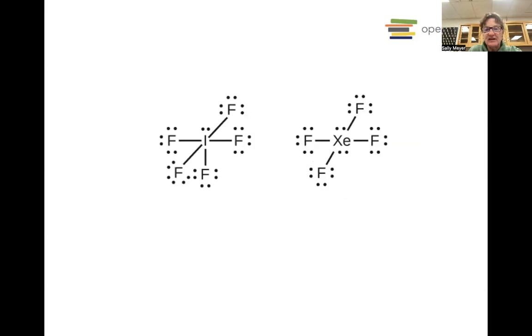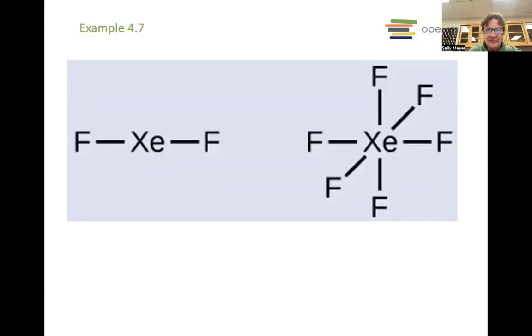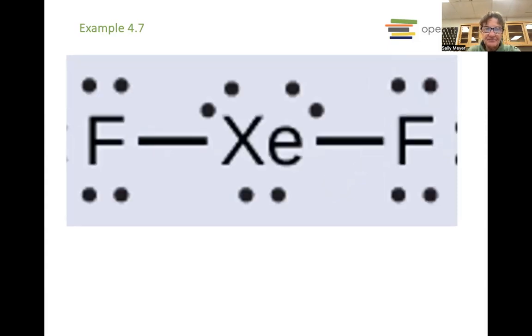More examples of that same thing. And how did we draw those? We drew them in the same way. Xenon would contribute 8 electrons. Each fluorine contributes 7. So you have 7 times 2 plus 8. You have 22 electrons.